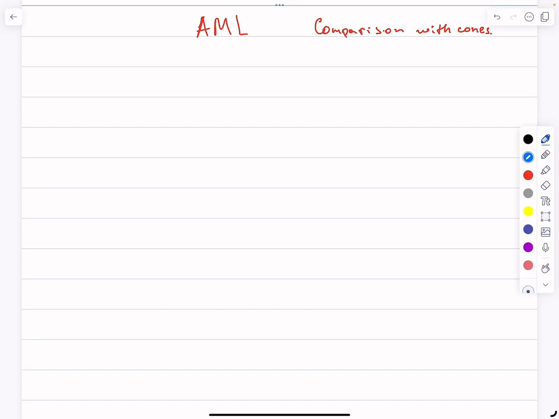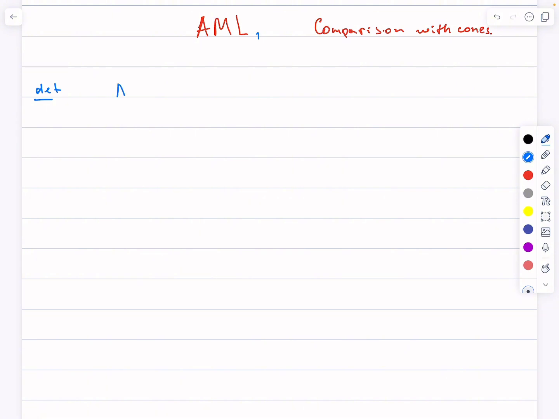Hello everyone. Today in this lecture we will talk about absolute minimizing Lipschitz and the definition of comparison with cones. Let's start with absolute minimizing Lipschitz. What is this?